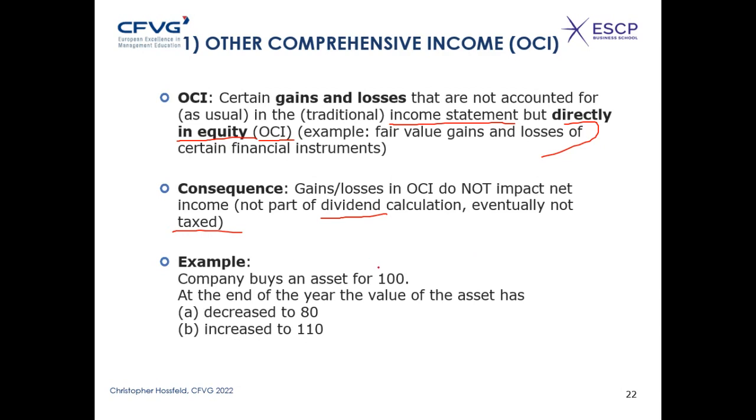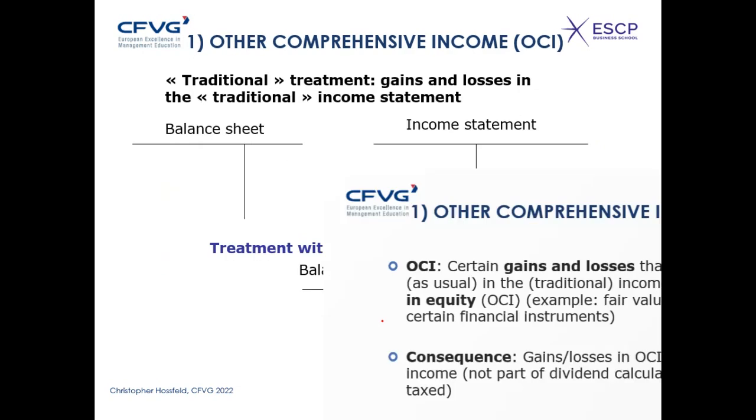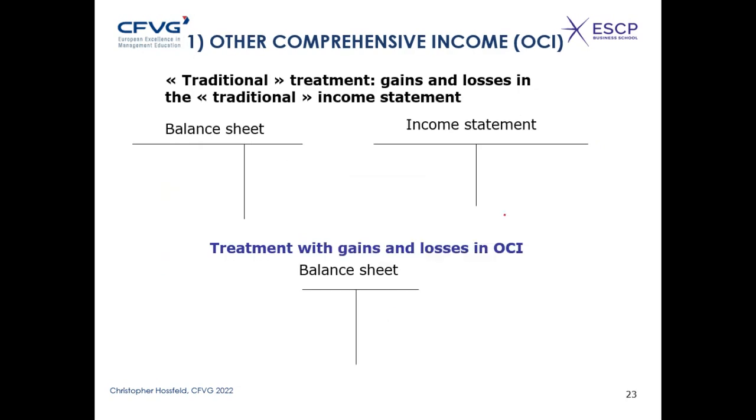Example: the company buys an asset for 100. At the end of the year, we have 2 scenarios. In the first scenario, the value of the asset decreases down to 80. In the second scenario, the value of the asset increases up to 110. So I buy for 100, then it either decreases down to 80 or increases up to 110. So how do we account for this? Here, let's say traditional accounting, and here accounting using OCI.